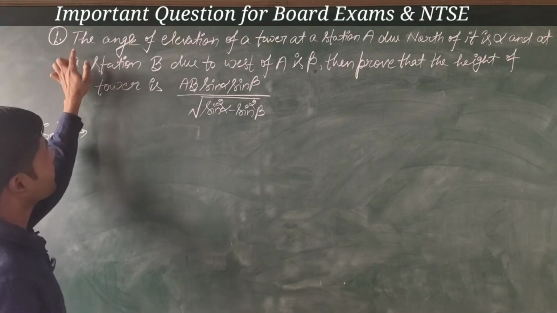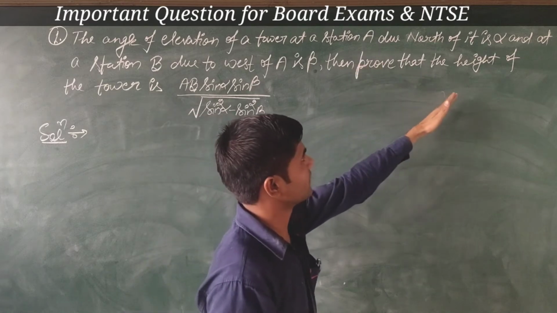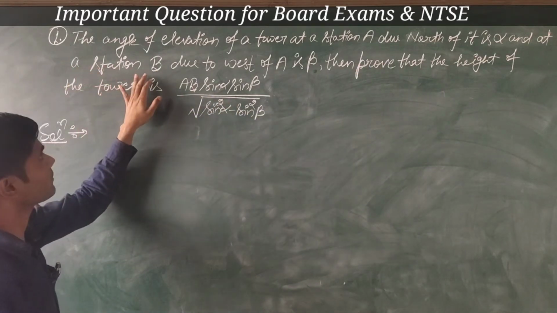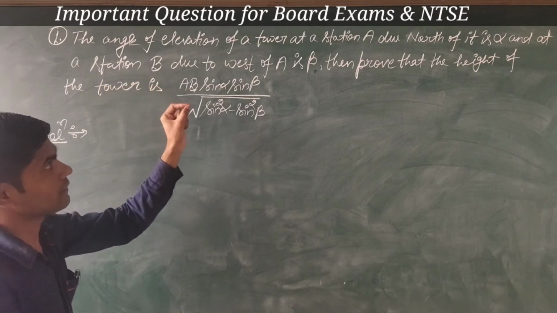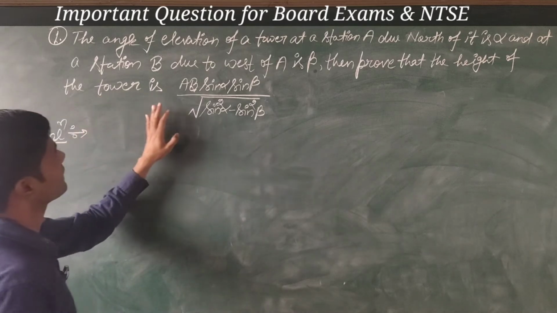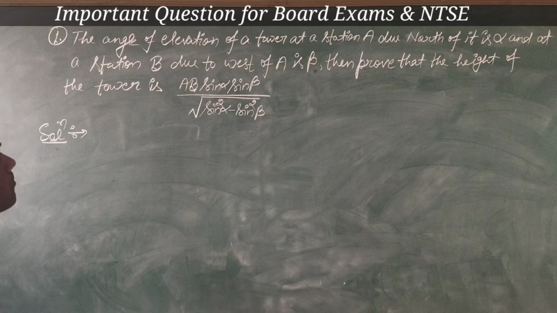Let's start. The angle of elevation of a tower at a station A due north of it is alpha, and at a station B due west of A is beta. Then prove that the height of the tower is AB sin alpha sin beta upon the square root of sin square alpha minus sin square beta.